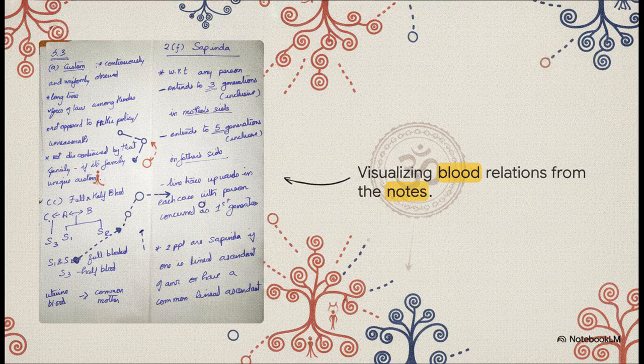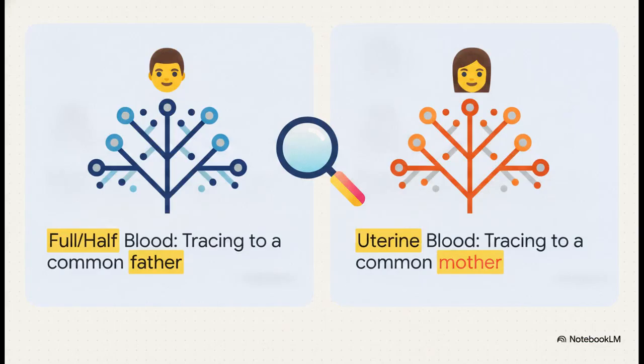Visualizing Section 3C through a family tree is often way better than just reading the raw text. Let's break down how the law categorizes blood relations by tracing back to different types of ancestors. It really all comes down to the parents. Full blood means two people descend from a common ancestor by the same wife. Half-blood means they descend from a common ancestor, so the same father, but by different wives. So full and half-blood both trace back to a common male ancestor.